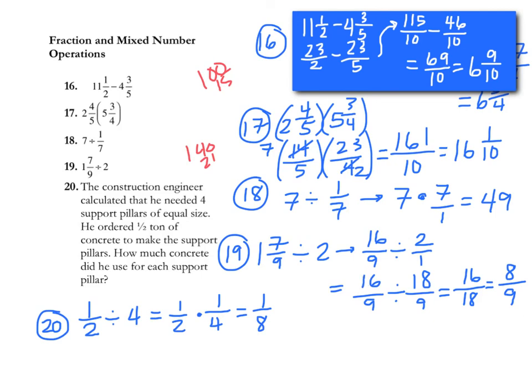Last problem is a word problem. Construction engineer said he needed 4 support pillars of equal size. He got a half ton of concrete. How much concrete did he use for each support pillar? I imagine some of you figured this out in your head, but if you didn't, let's talk about this conceptually.